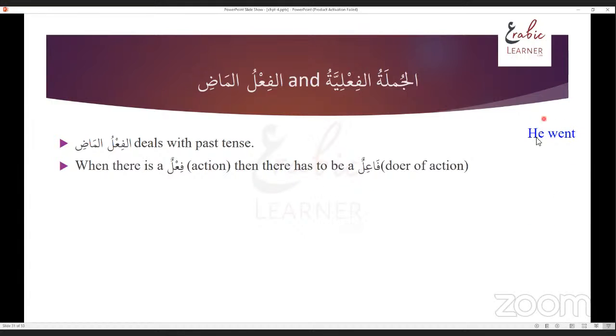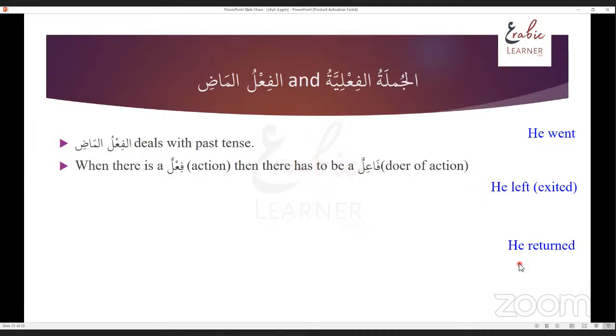So, he went. Fi'l is went. He is fa'il. He left or he exited. So the action here, the fi'l, is left or exited, and he is fa'il. He returned. Now, he returned, this is the action. The returned is the fi'l, and the fa'il, the doer, is he.